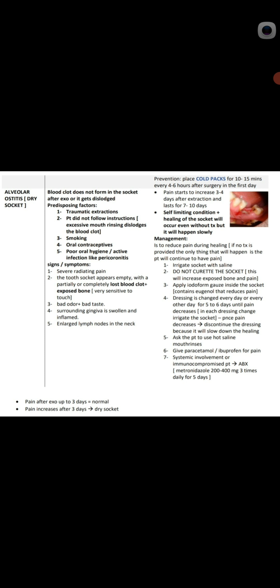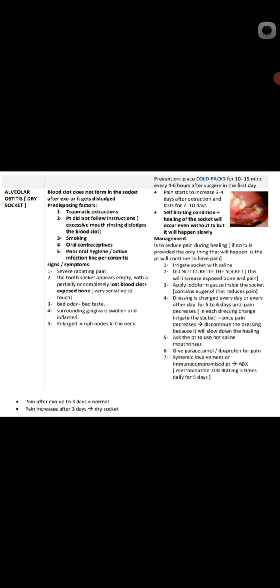Now the predisposing factors which dislodge the clot are: number one, traumatic extraction; number two, the patient does not follow instructions, like excessive mouth rinsing, which dislodges the blood clot; third, smoking, which produces negative pressure, which dislodges the blood clot; fourth, oral contraceptives, in females who use oral contraceptives; and fifth, poor oral hygiene or active infection like pericoronitis.